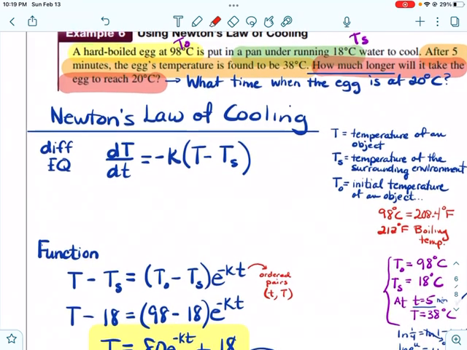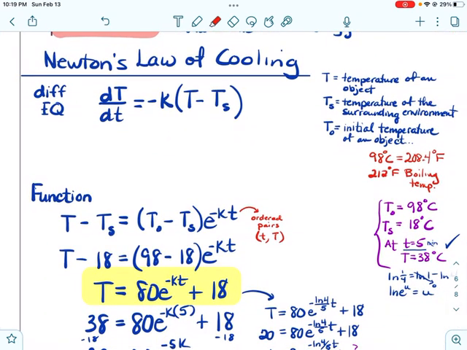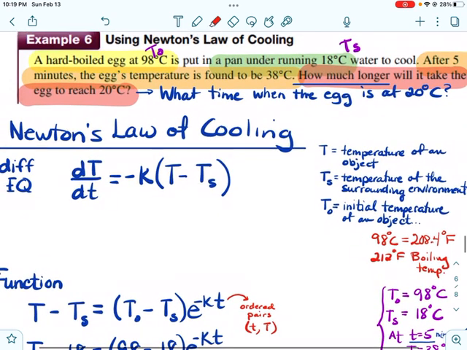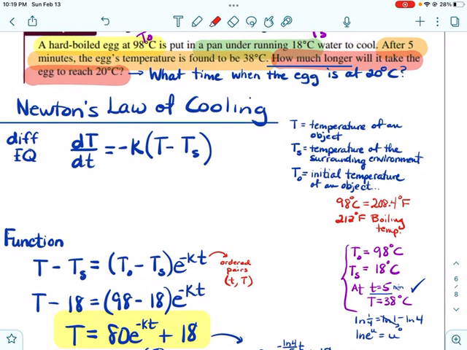So here's Newton's law of cooling, where the differential equation is dT/dt equals negative k times the quantity T minus T sub s. I have them listed over here: capital T is the temperature of an object, T sub s is the temperature of the surrounding environment, and T sub 0 is the initial temperature of the object.